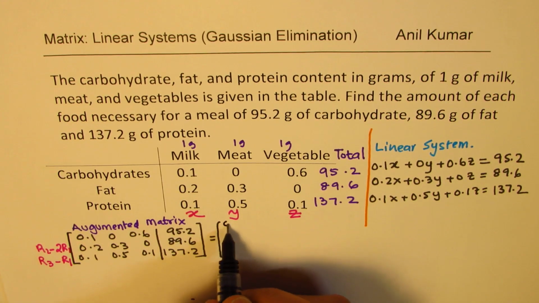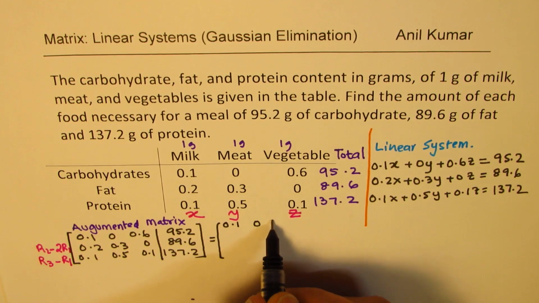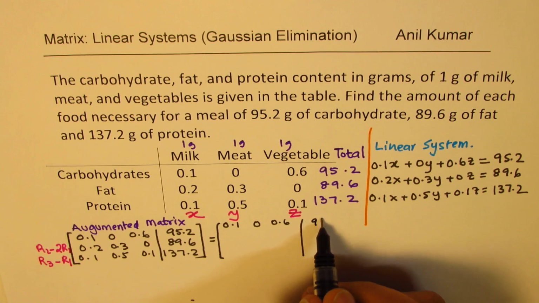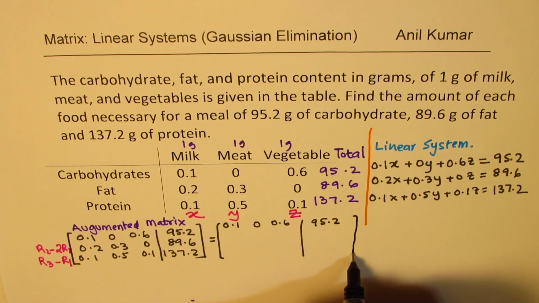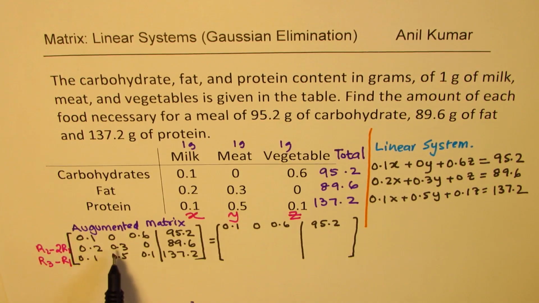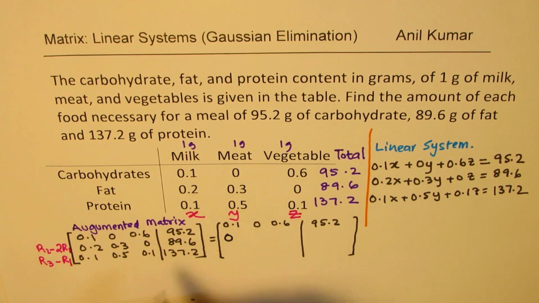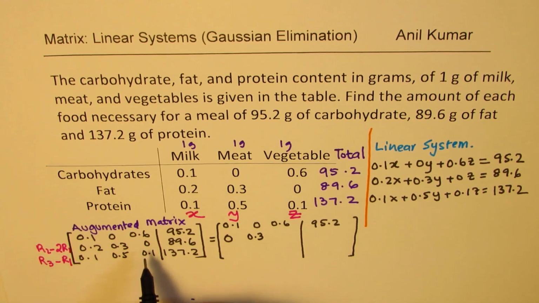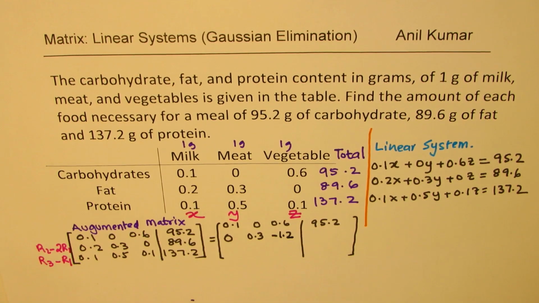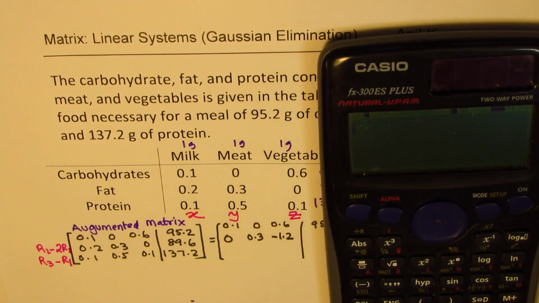The first row remains unchanged: 0.1, 0, 0.6, and 95.2 on the right side. For the second row, we perform the operation: from these numbers, we take away twice row 1. That gives me 0 in the first one. This remains 0.3, since taking away 0 makes no difference. And here, twice 0.6 means 1.2 with a negative sign, so we get negative 1.2. Is that clear? Let's use a calculator for this part.